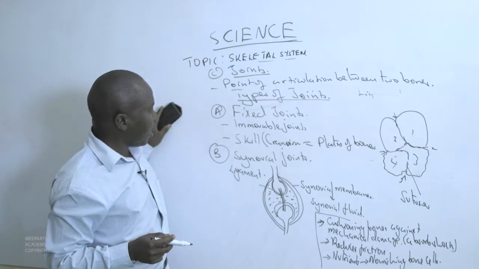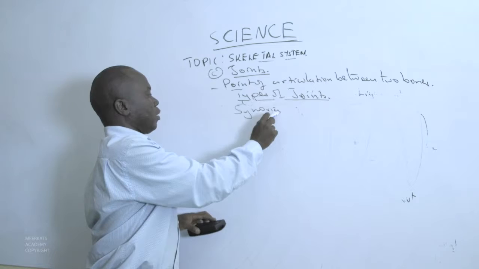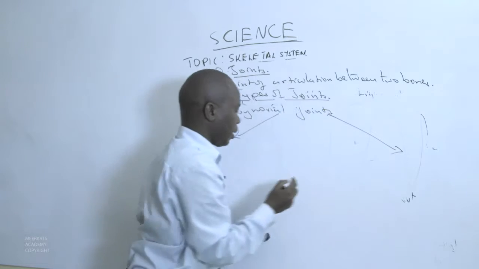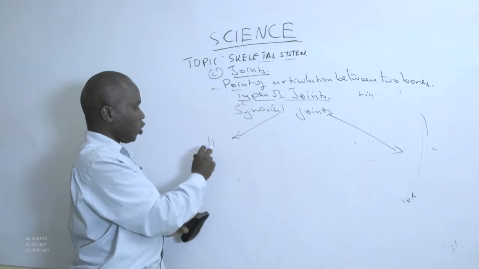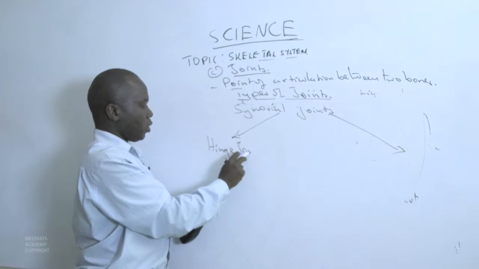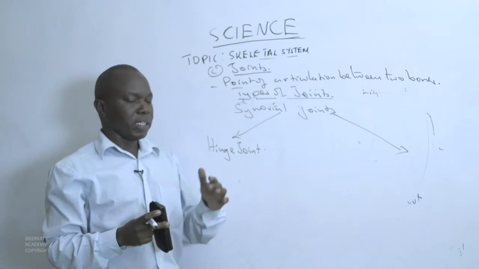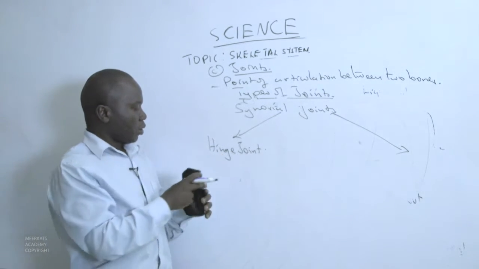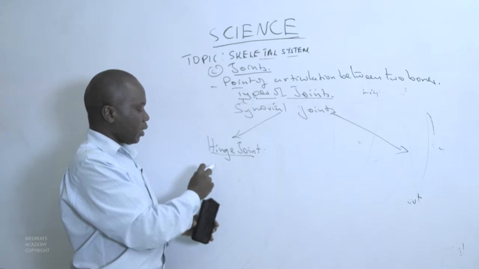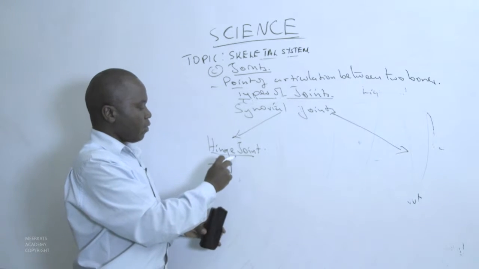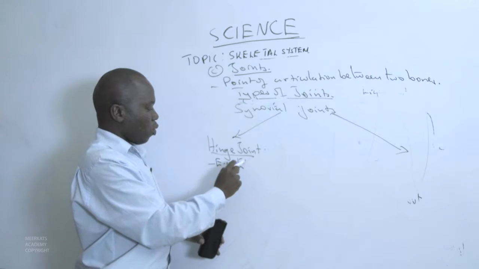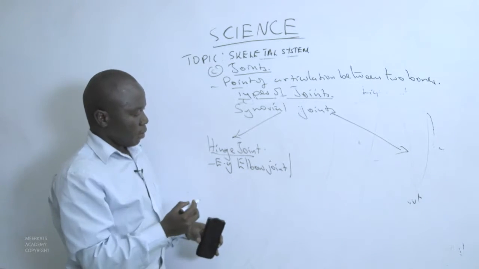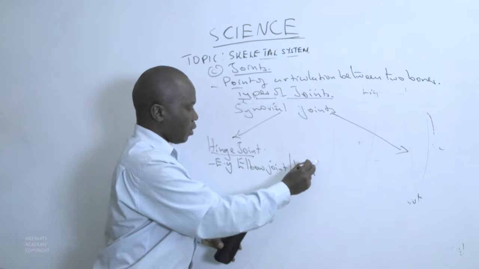Types of synovial joints are two. Synovial joints, we have two types. One is called hinge joint. Just like the hinge of the doors. That's why it's called the hinge joint. An example, e.g., we have the elbow joint. And then we have the knee joint.